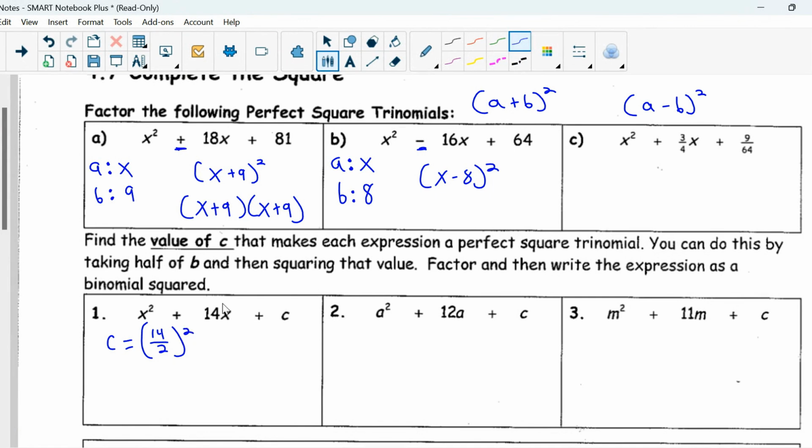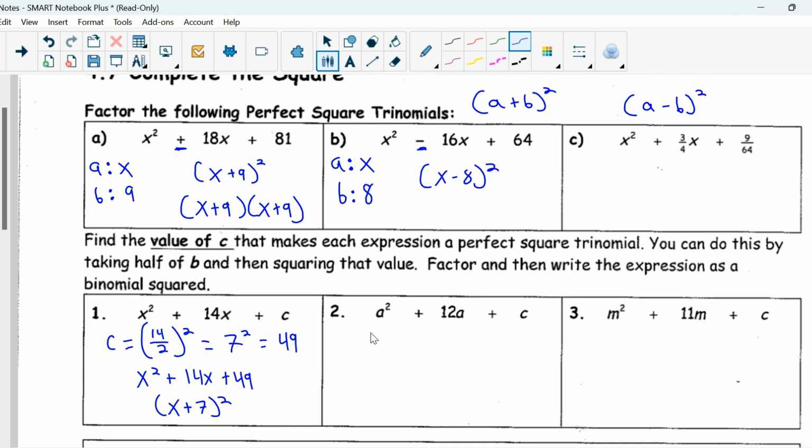So half of 14 is 7. So we've got 7 squared, which just equals 49. So if we were to complete our perfect square trinomial, that would leave us with x squared plus 14x plus 49, which can be factored the same way as the examples above, as x plus 7 squared.